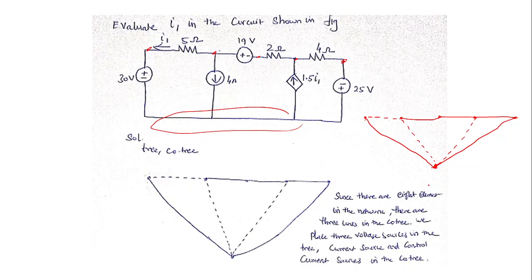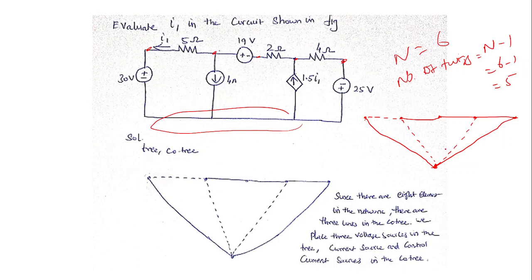So totally we have 5 twigs. The total number of nodes is 6. The number of twigs is equal to n minus 1, which is 6 minus 1, equal to 5. It means the number of branches in a tree will be 1 less than the number of nodes. The branch of a tree we call a twig. There are 3 branches in the co-tree. The branches of the co-tree are called links.